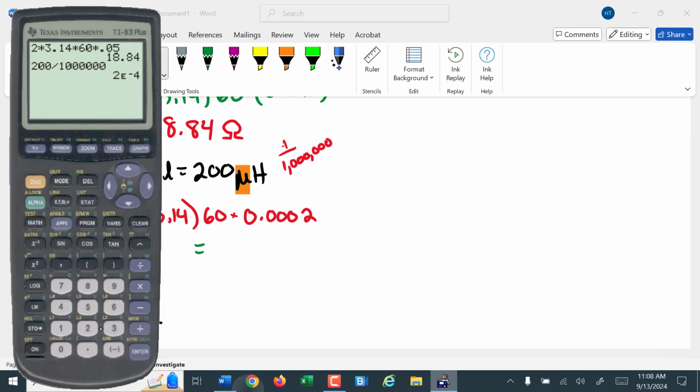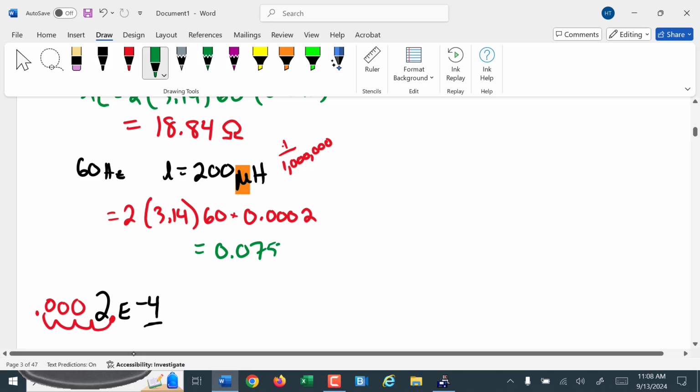Okay, so if we multiply this out, 2 times 3.14 times 60 times 0.0002, we get 0.07536. You see we're getting relatively small numbers for the ohms. And that is because these don't have a whole lot of pushback on the circuit unless you have some sort of outside magnetic force on it, draining it.